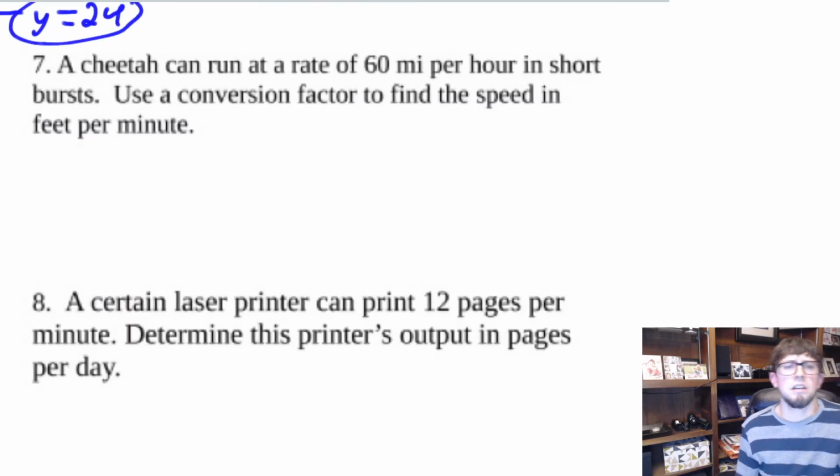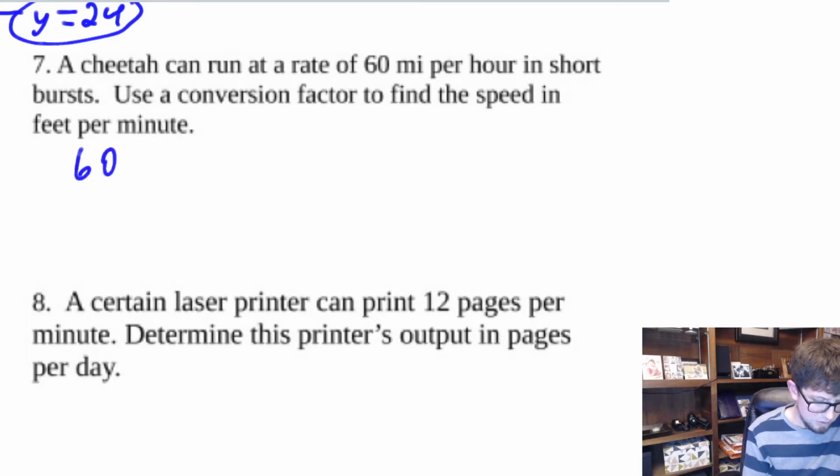Number 7. A cheetah can run at a rate of 60 miles per hour in short bursts. Use a conversion factor to find the speed in feet per minute. So how many feet are in a mile? Is that 5,280? That sounds right. So 60 miles per 1 hour.